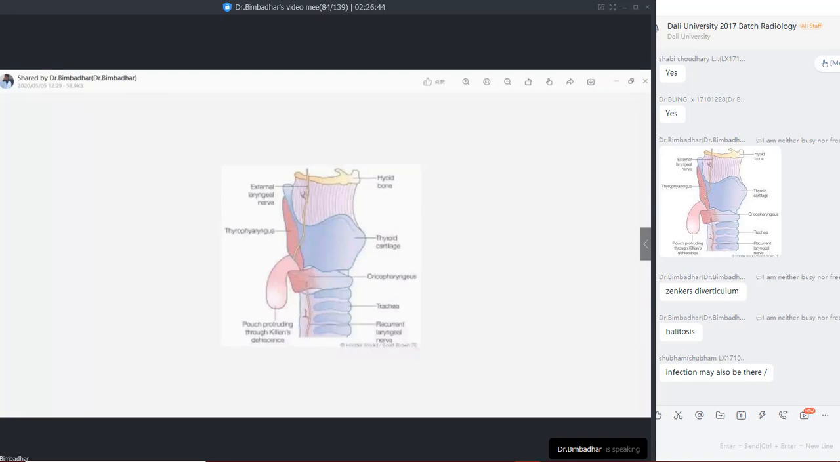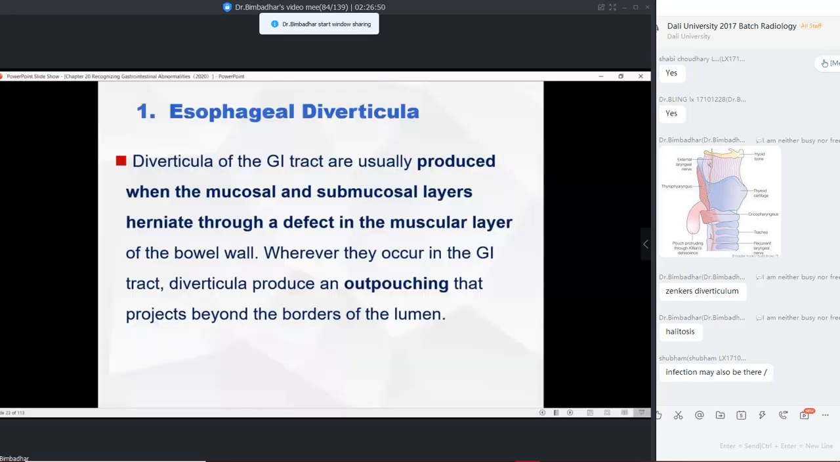Okay? Yes, I think the concept of the disease is right. Now let's get down to the investigation of choice for confirmation of the diverticula of the esophagus, which is nothing but your barium study. Okay, upper GI tract barium study.